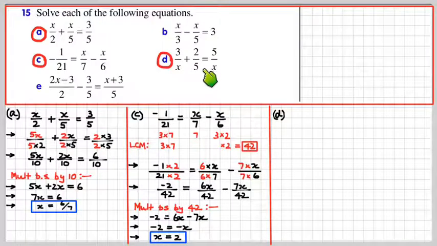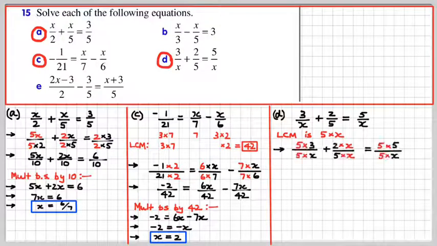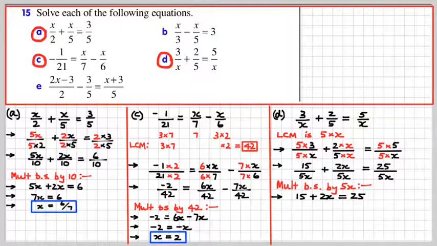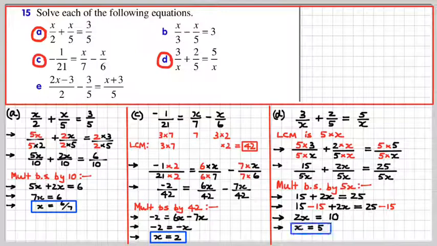Now this is a bit more tricky. The lowest common multiple of that stuff is 5 times x. Let's just figure that out and basically multiply each of those fractions by whatever we need to make the bottom of each of them 5 times x, right? So we get that. Now we're going to multiply both sides by 5x to get rid of that denominator, and we're going to get 15 plus 2x equals 25, and therefore if we subtract 15 from both sides we'll get 2x equals 10, and therefore dividing both sides by 2 we'll get x is 5. Yes, it's mighty fine.